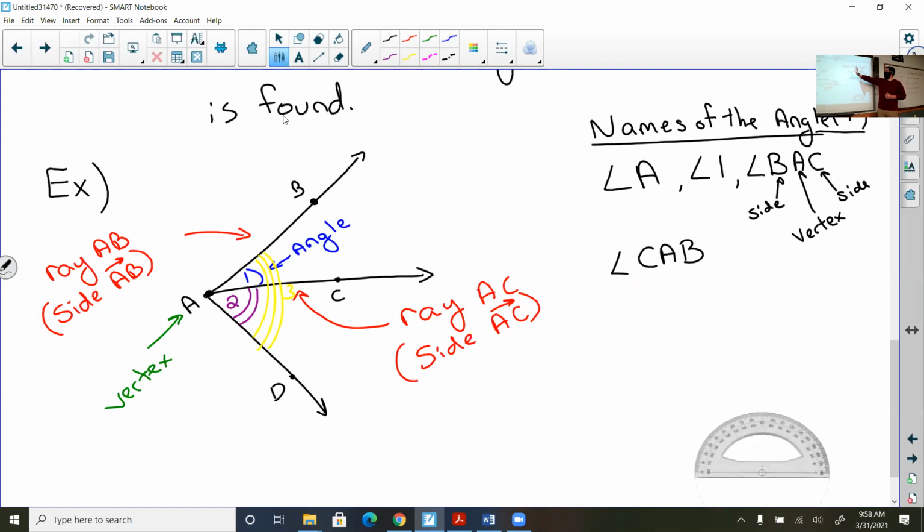This first name wouldn't really be appropriate, because since I now have 3 angles at angle A, in this situation I would definitely want to see either angle 1 or this angle sandwich where you have the 2 sides and the vertex in the middle.